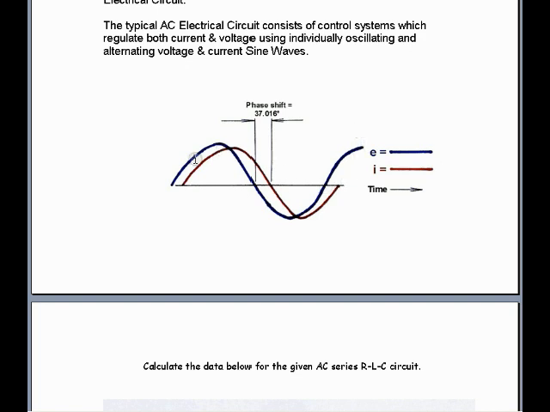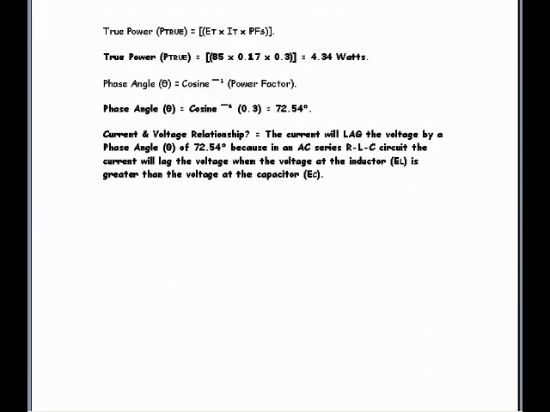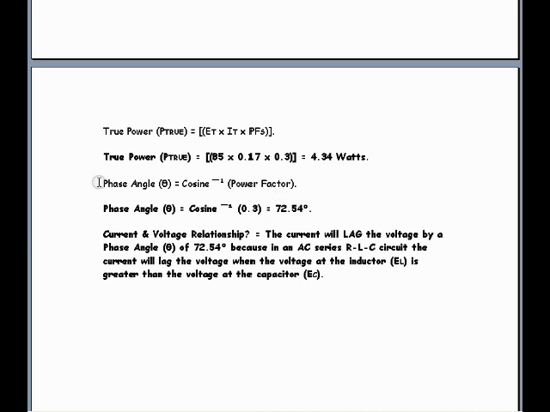And obviously the voltage here is lagging the current. The current is coming sooner over the function of time. So if we go back to calculating the phase angle of this given circuit, that would be equal to the inverse cosine of the power factor, or the inverse cosine of 0.3, so 72.54 degrees phase angle for the circuit.